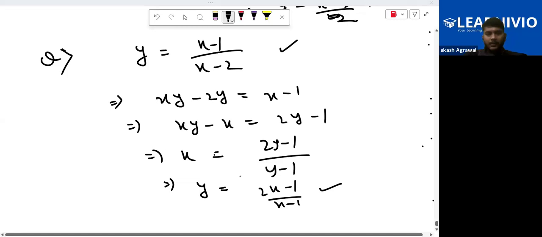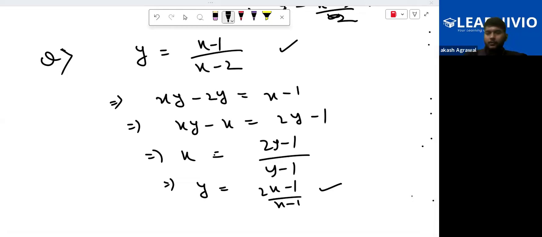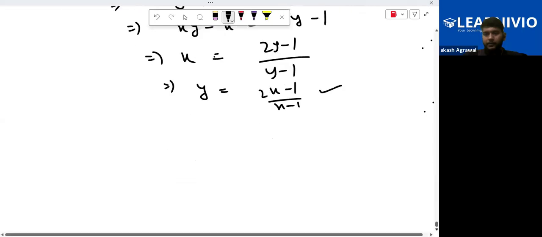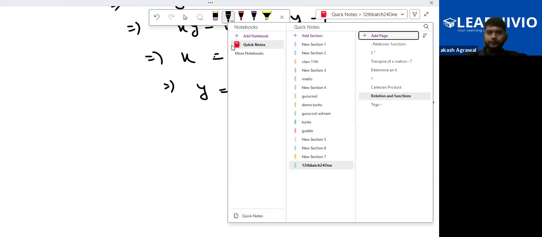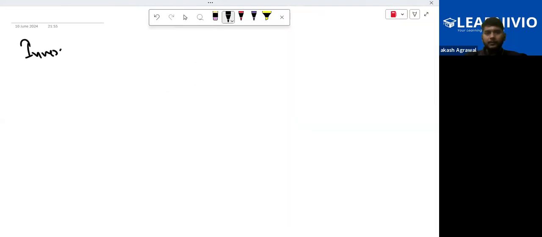Okay. So this chapter is also officially over. Now, inverse trigonometric functions.